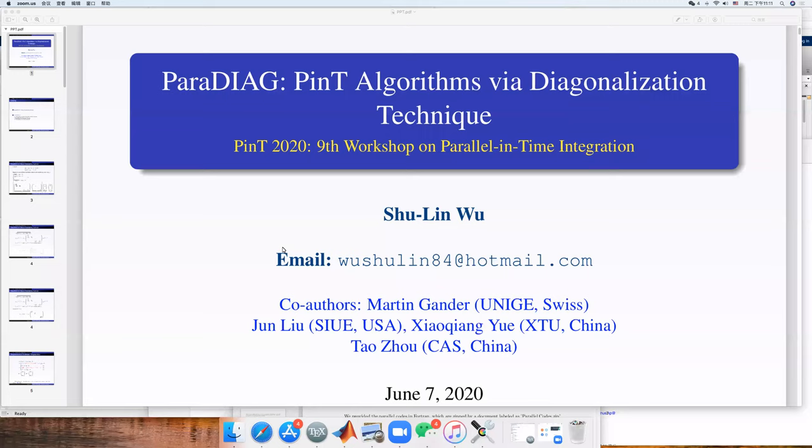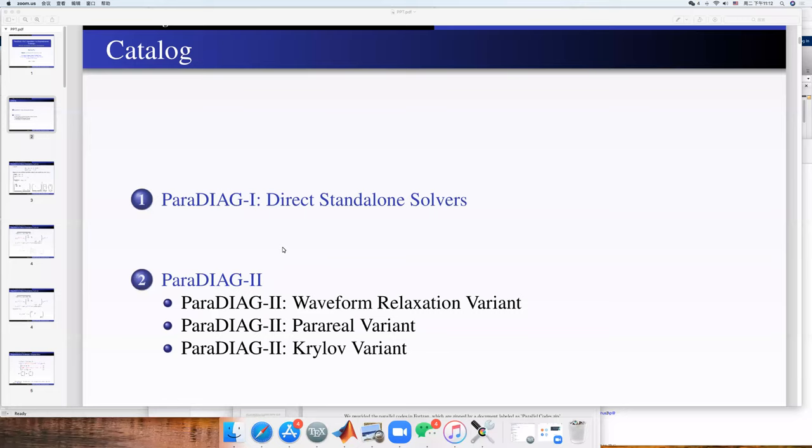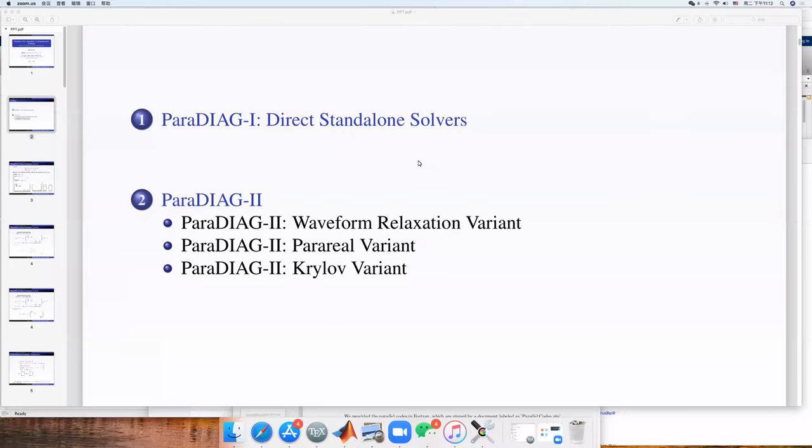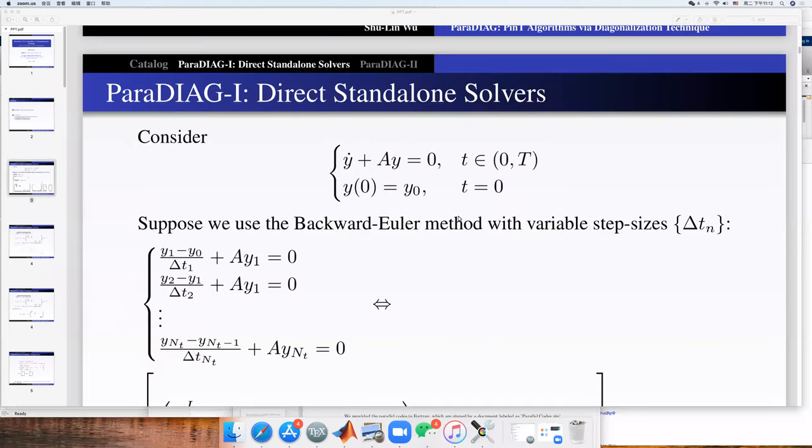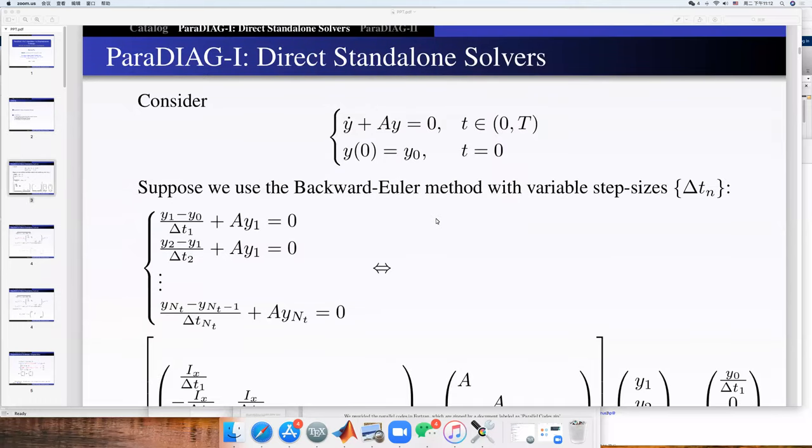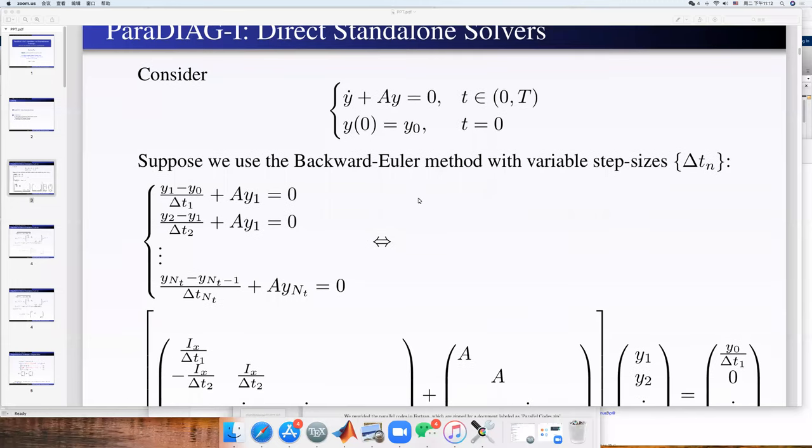We consider the ODE system with initial condition. Suppose we use the backward Euler method with variable step size for time discretization, and we get those NT difference equations. The classic way to solve those equations is one by one, but we can also reformulate those equations as an all-at-once system like this.